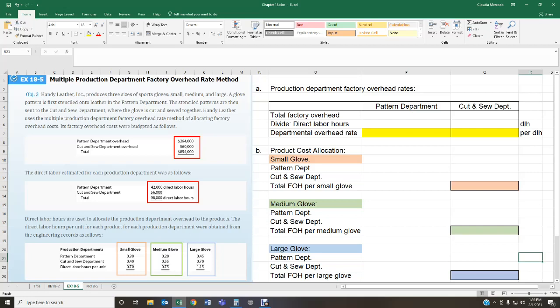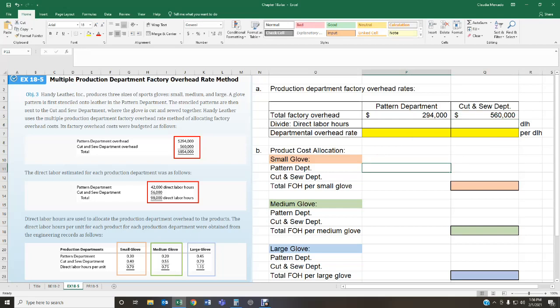I'm going to start off with obtaining my total factory overhead. How much do I have allocated for my pattern department and my cut and sew department for factory overhead? Well, according to the problem, they give us the breakdown right there. For the pattern department, we've allocated $294,000. For the cut and sew department, we allocated $560,000. This is my actual cost that is being budgeted for each of the departments.